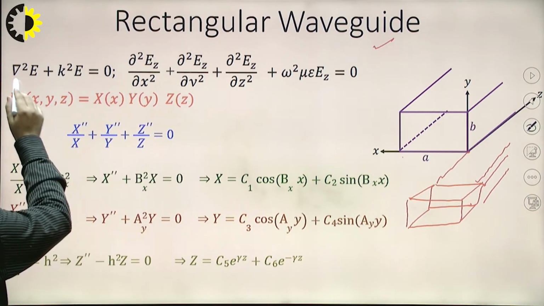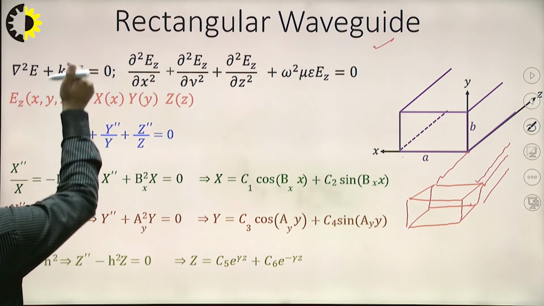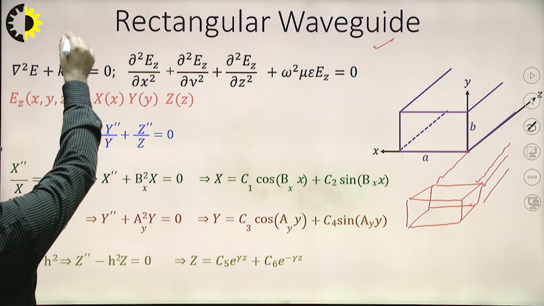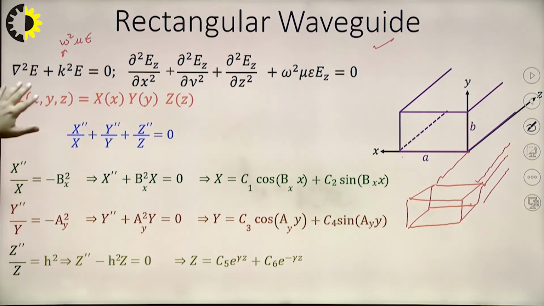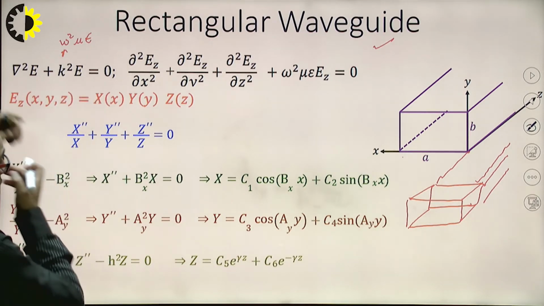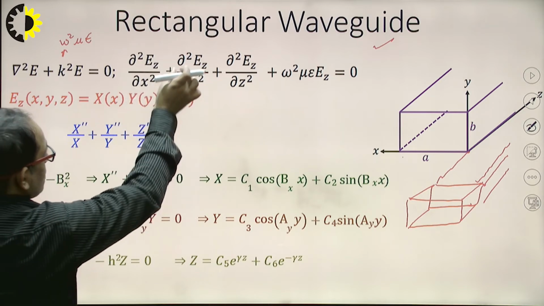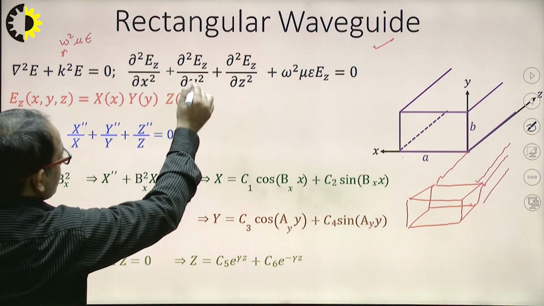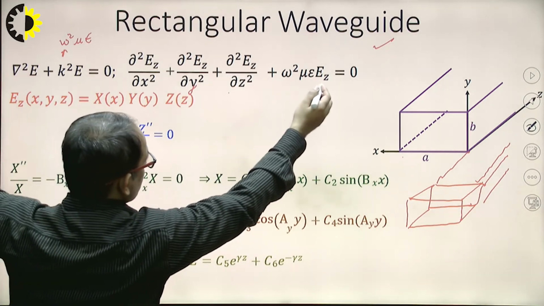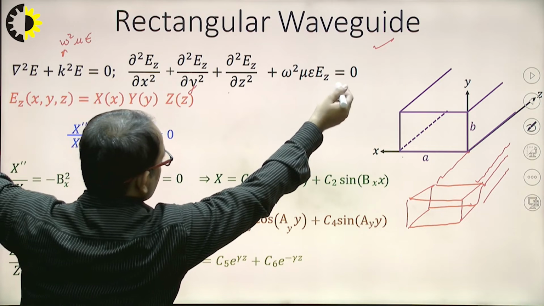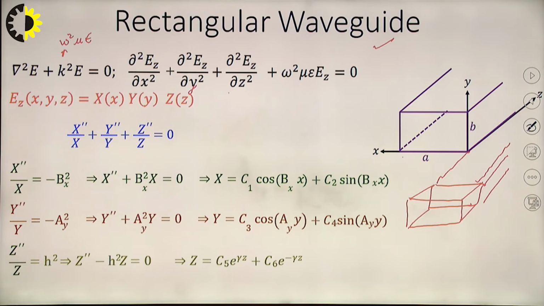As we know that del square E plus k square E equal to 0, this k square is equal to what? Omega square mu epsilon. Now expand this equation in terms of z. Therefore del square Ez upon del x square, del square Ez upon del y square, del square Ez upon del z square plus omega square mu epsilon Ez equal to 0.